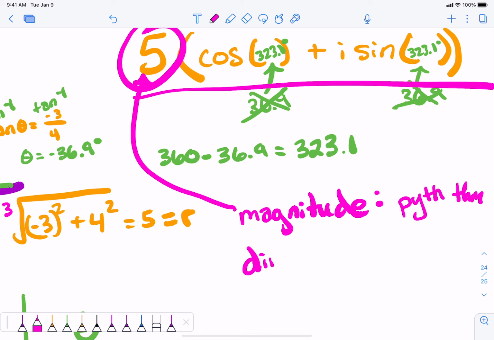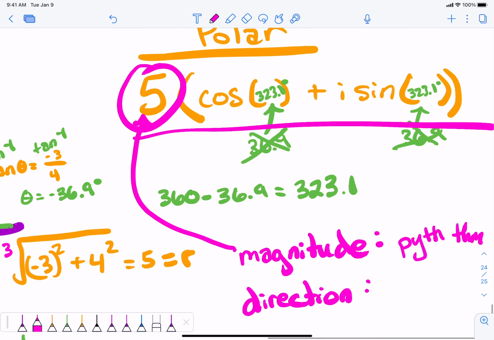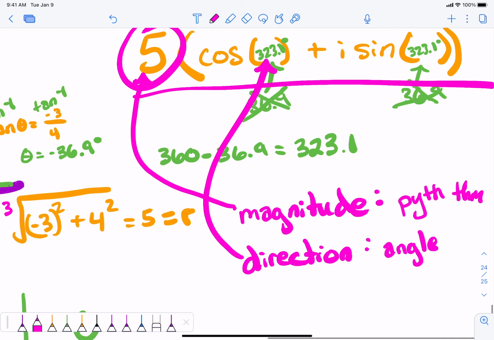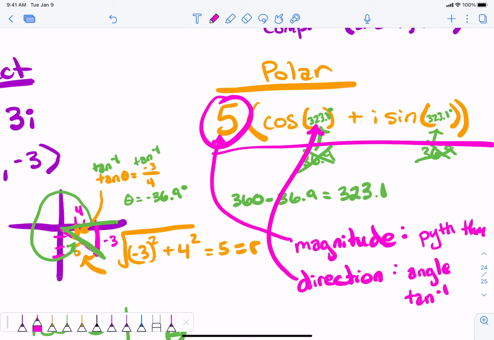The direction. When they ask for the direction of a vector, which one in the polar form gives you the direction? The angle. It's just the angle. And how do you find that angle? Usually inverse tangent. So when they ask for the magnitude and direction, they're basically saying you're doing the polar form, but you're not writing it in polar form. You're just giving them the information straightforward. Magnitude 5, direction would be 323.1. That's it. Does that make sense?